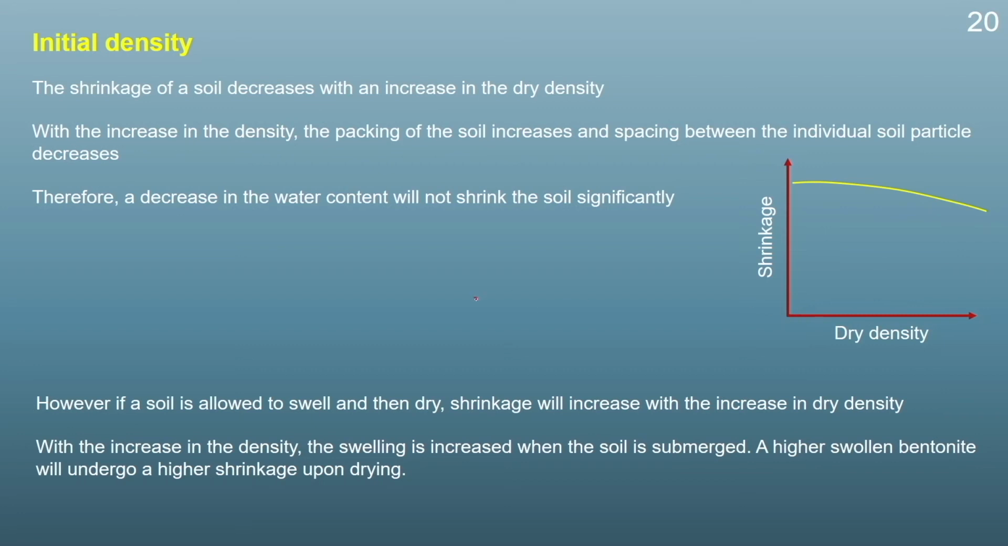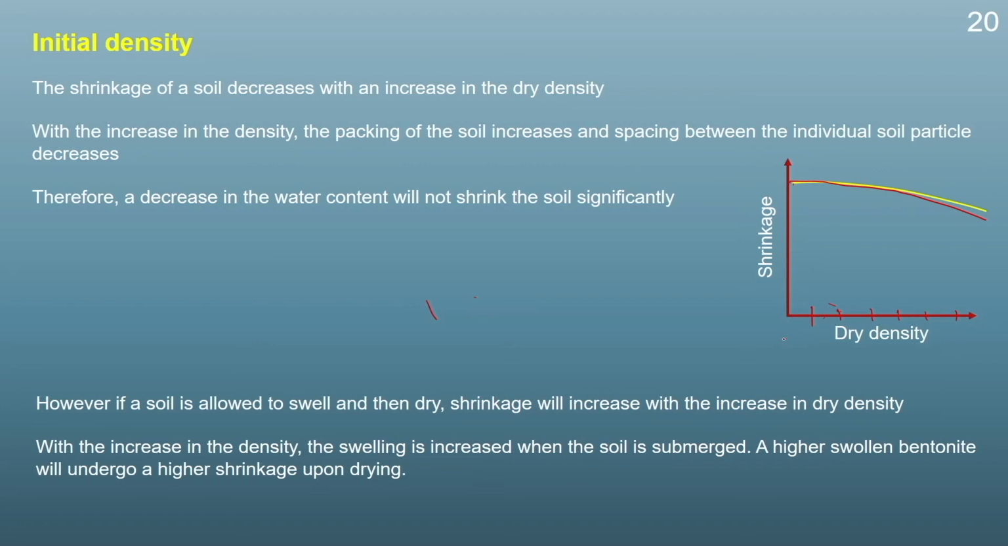And if we are taking a soil in its natural state and if we dry, with increase in the dry density, the shrinkage will reduce further, because with increase in the dry density, the packing of the soil will be more dense, therefore, the shrinkage of the soil will reduce. So, if we increase the dry density, the shrinkage of the soil will decrease. However, this decrease is not that significant.